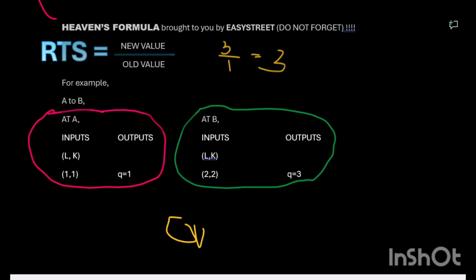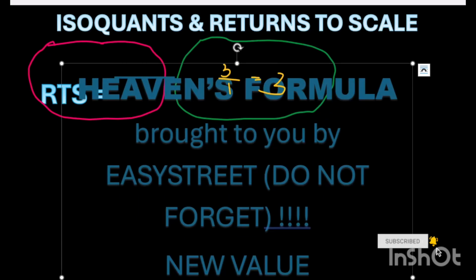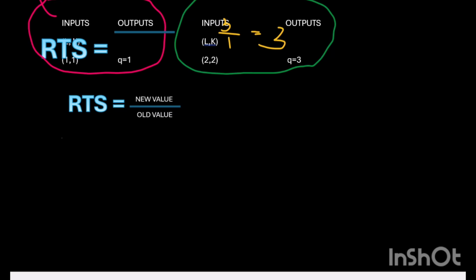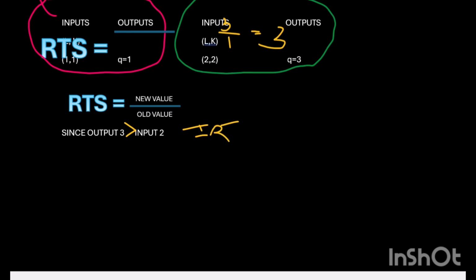So therefore, since the output is 3 and our input is 2, we have increasing returns to scale. So let's check if we are right.